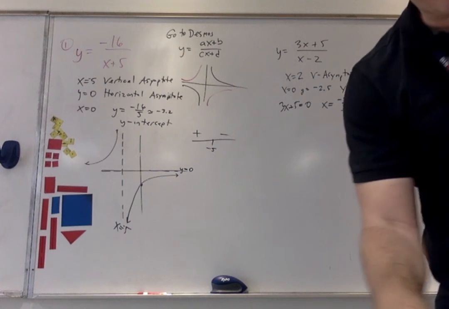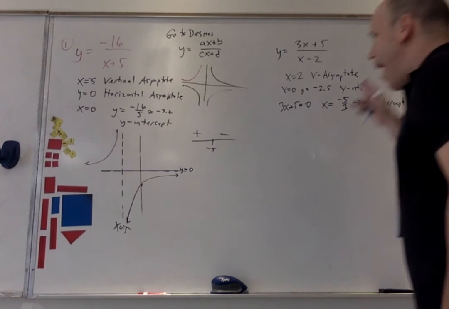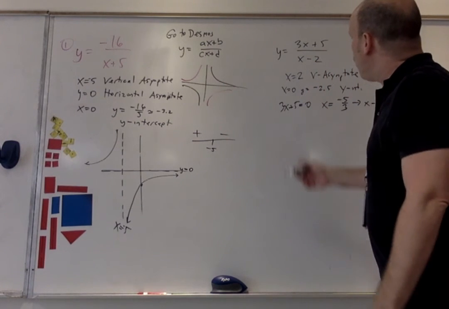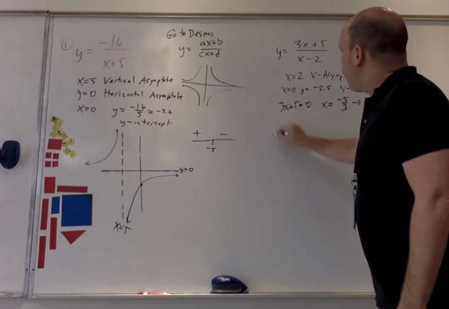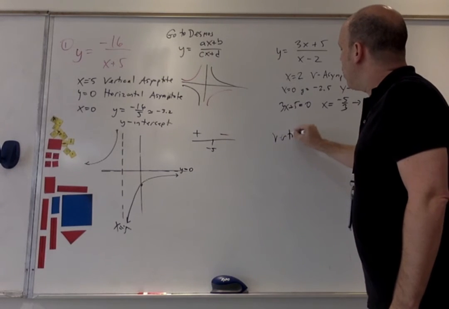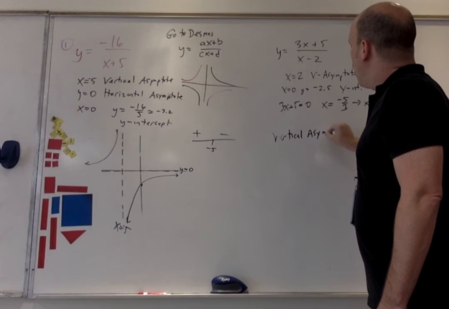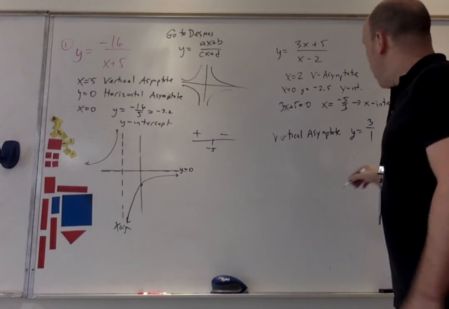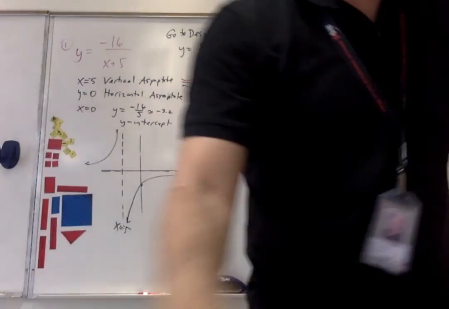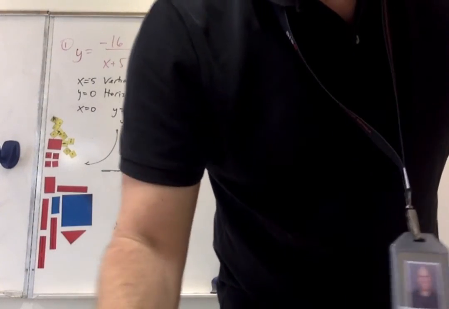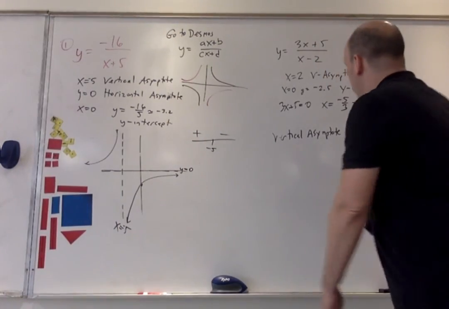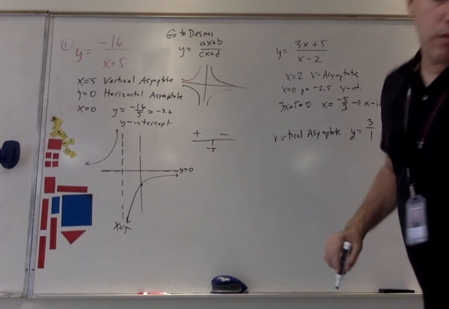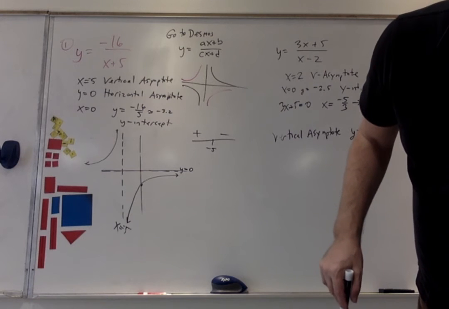Now, you might say, Mr. Adler, where's the other asymptote? Because these rational functions, they all have two asymptotes. Good question. Well, you learned last year that the horizontal asymptote is y equals 3 over 1. Where did I get that from? Well, you took off the lead coefficients. It's the ratio of the lead coefficients.